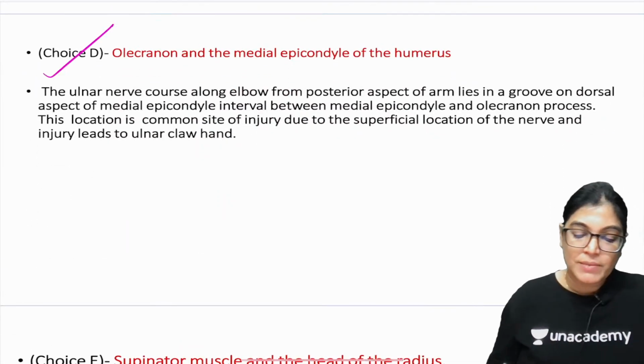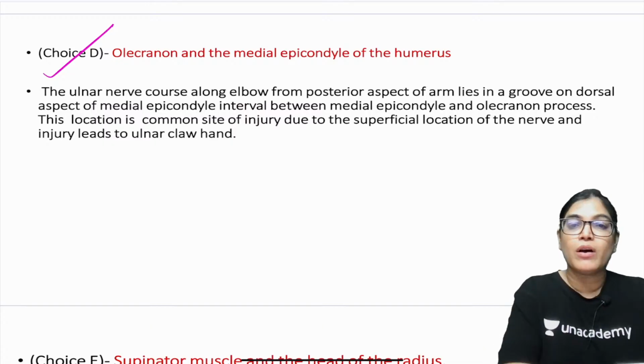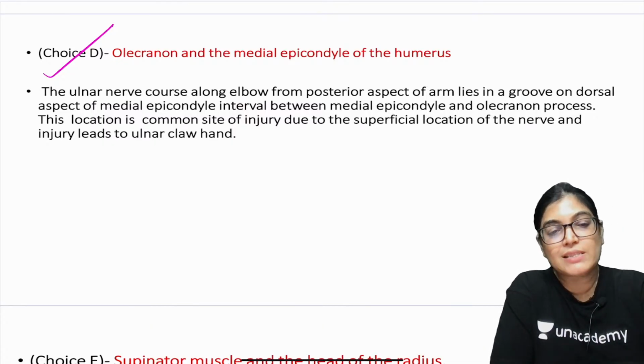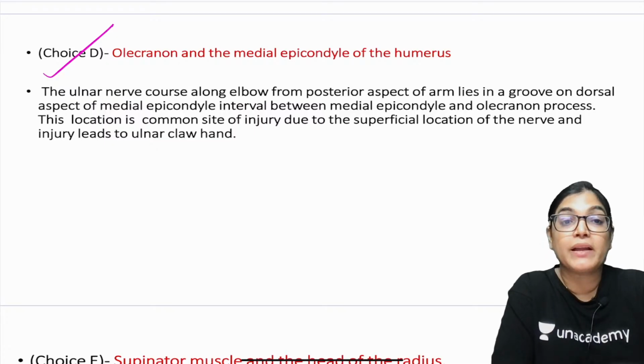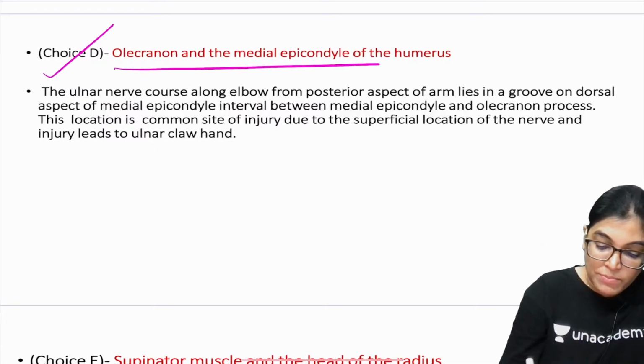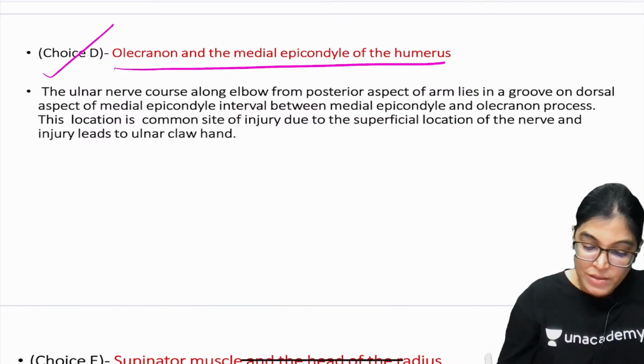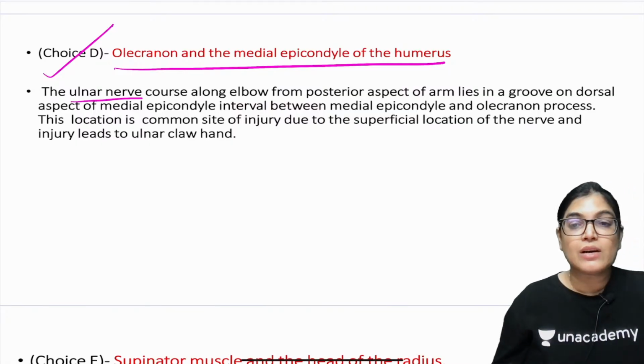Olecranon process and the medial epicondyle of humerus. The olecranon process and medial epicondyle of humerus is again not the correct answer, because we know that the olecranon process is lying posteriorly. It is the prominent part of the ulna which is lying on the posterior aspect, and in between the olecranon and medial epicondyle, the nerve which is traversing is the ulnar nerve. So this is the course of the ulnar nerve.